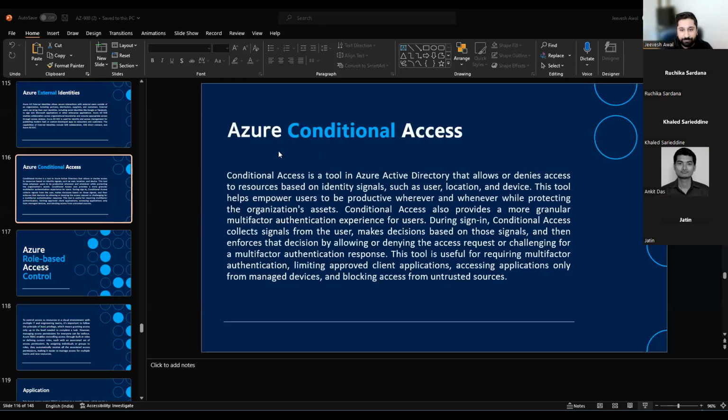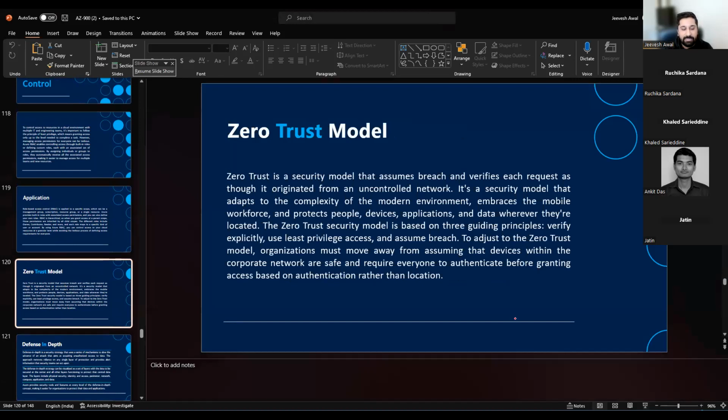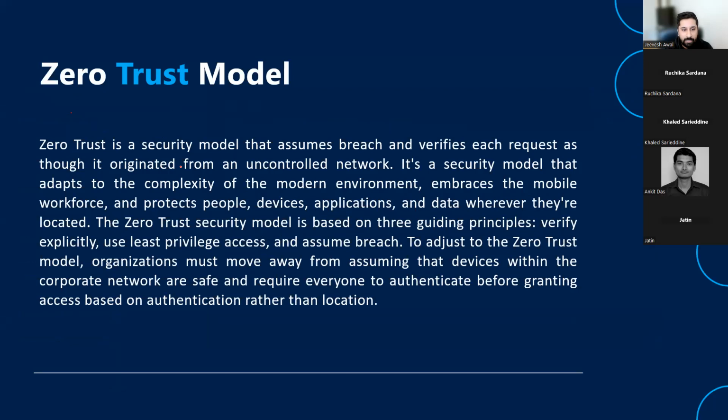That means that in the Azure zero trust model, we are assuming that there is a breach. A breach is basically an attack or something. Every request that comes in is treated as if it is from the outside network. It is not something safe. We are not assuming anything. It is a security model that adapts to the complexity of the modern environment, embraces the mobile workforce, and protects people, devices, applications, and data wherever they're located.